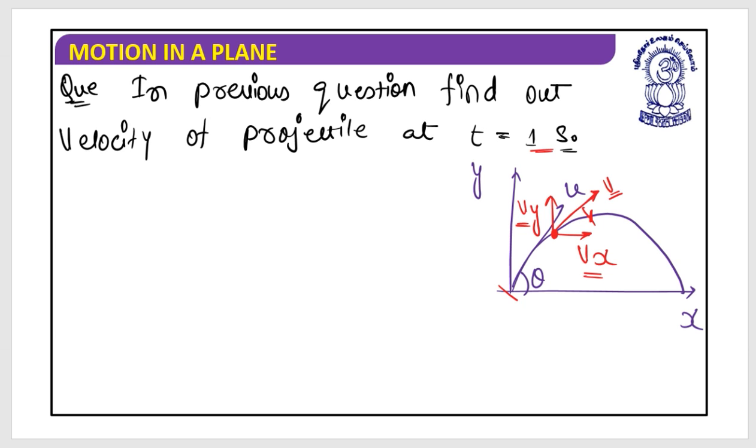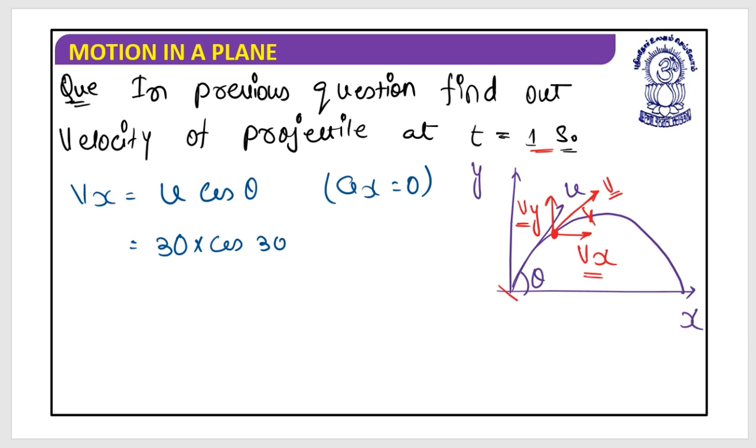To calculate the Vx, I know that Vx is equal to u cos theta, because acceleration in the x direction would be 0. According to the data, u is 30, and cos theta is cos of 30 degrees. So this is equal to 30 multiplied by root 3 by 2, which will give me 15 root 3 meter per second. I hope this is clear.